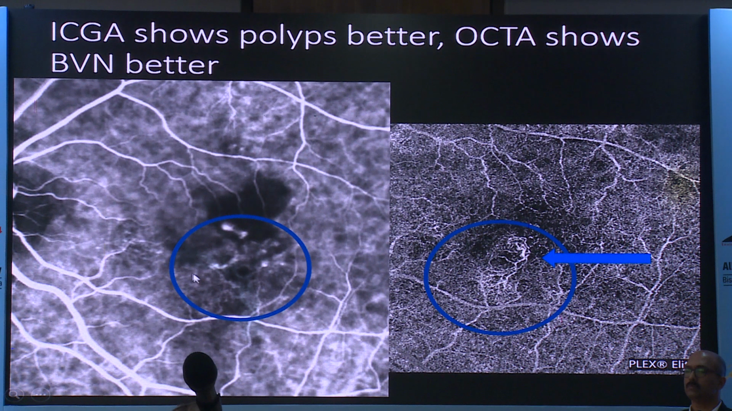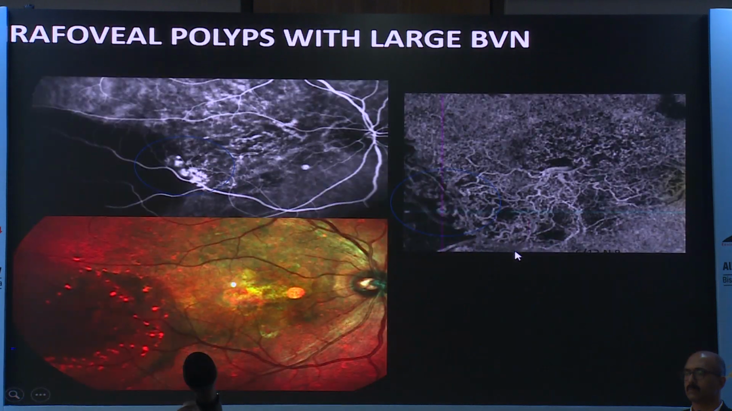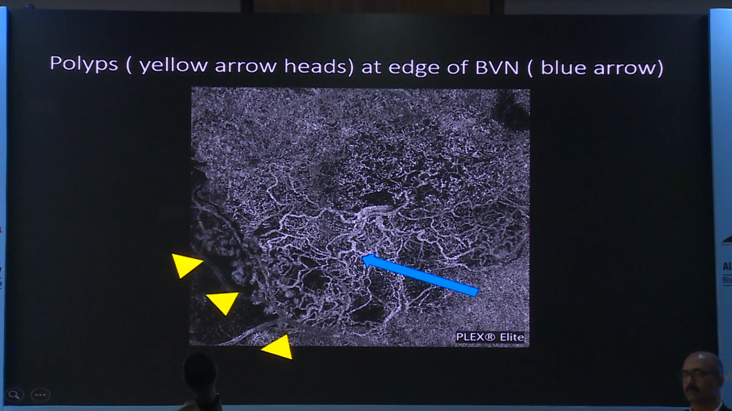in our PCV cases. So the ICG shows the polyps better. See these two polyps. But the BVN is shown better on the OCTA. So here you can see how beautifully the BVN, the branching vascular network, is seen on the OCTA compared to the ICG angiography. Here again, you can see the yellow arrowheads are showing the polyps, and the BVN is seen with the turquoise color arrow.